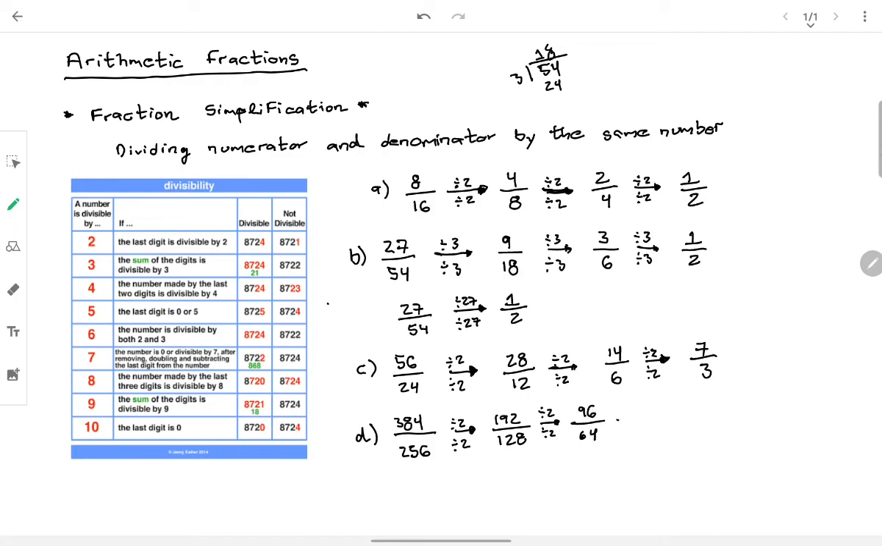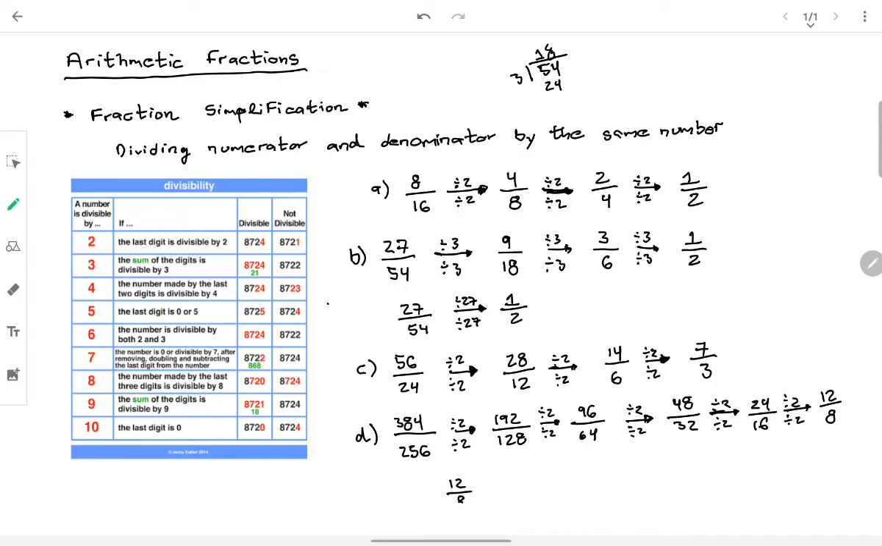96/64. We can divide it by 2, and that gives us 48/32. We can divide it another time by 2. That will give us 24 over 16. We can divide it again by 2, and that will give us 12 over 8.